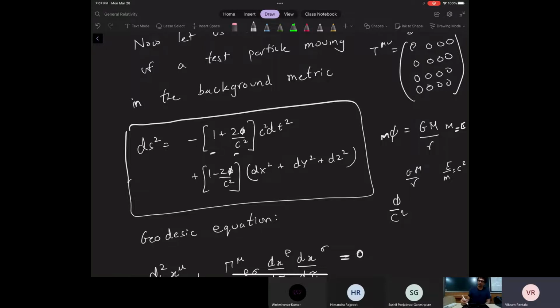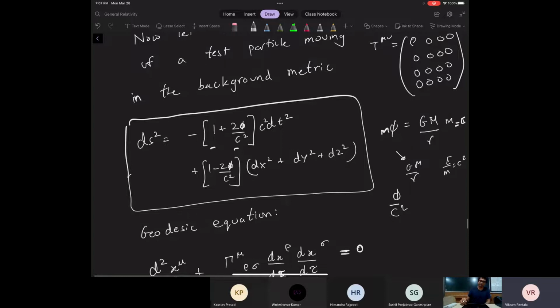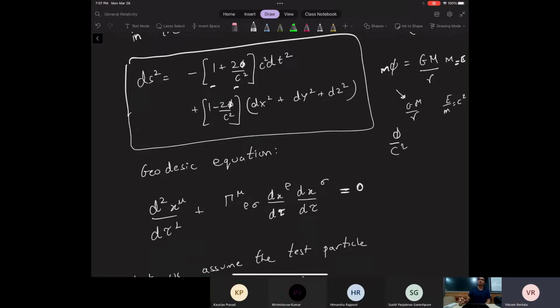In fact, you can even do the same thing for G. You can drop G, set G equal to 1, and then stick it back in based on dimensional grounds wherever it needs to be. That's conventionally what's done in lots of GR textbooks. I'll just keep the G explicit.